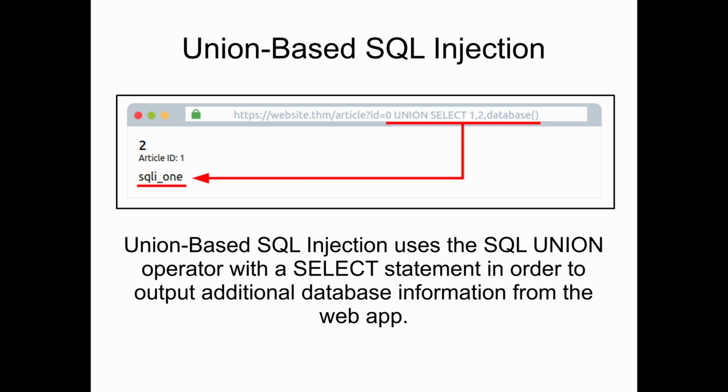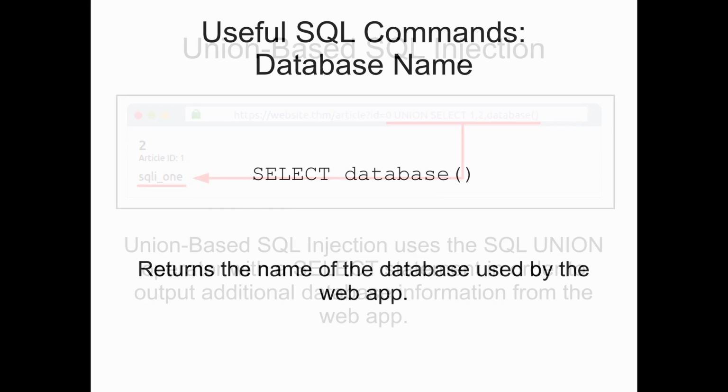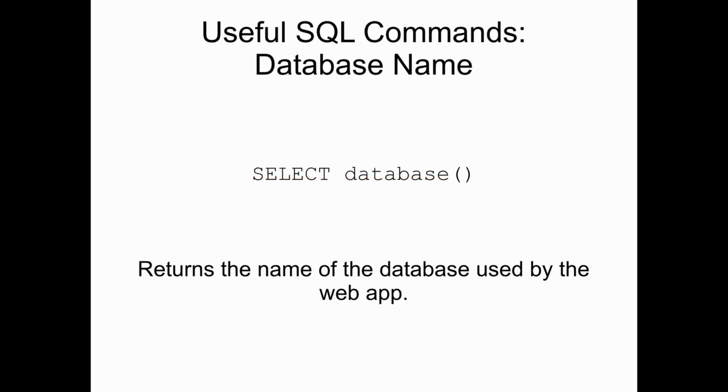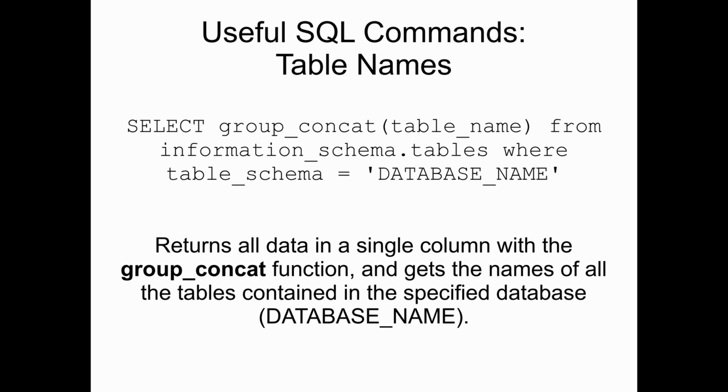Union-based SQL injection uses a SQL union operator with the select statement in order to output additional database information from the web app. Some useful SQL commands include the following. This command returns the name of the database used by the web app. This command returns all data in a single column with the group concat function and gets the names of all the tables contained in the specified database.